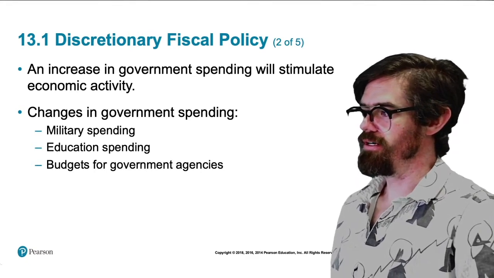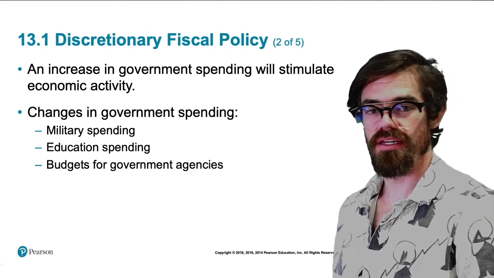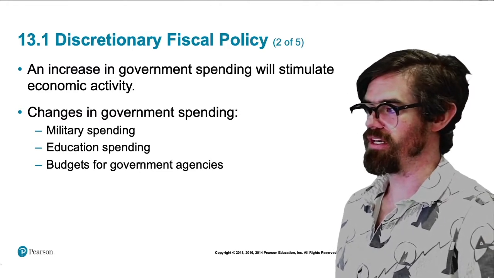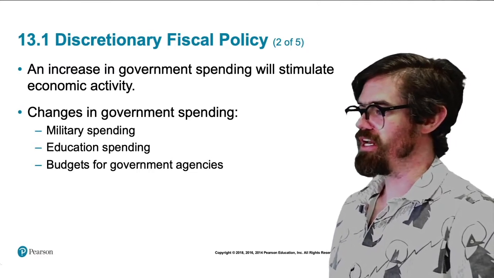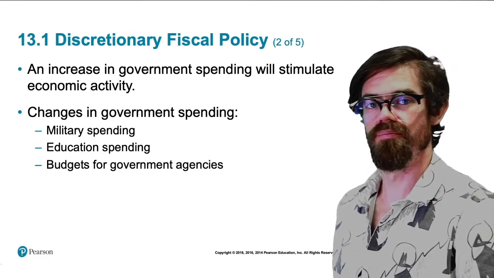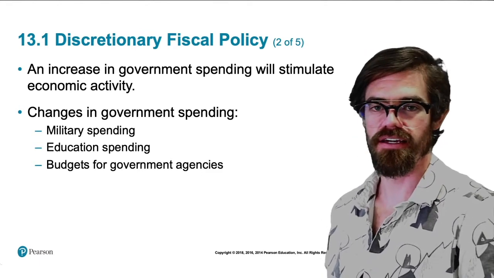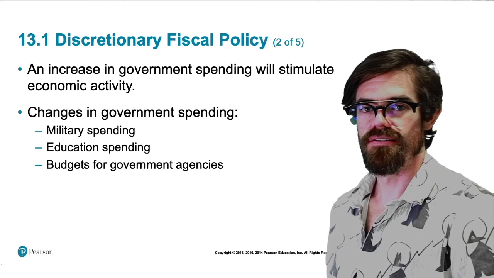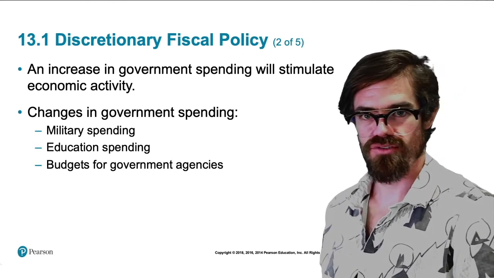Okay, so very simply put, we know that part of GDP is government expenditures. So an increase in government spending will stimulate economic activity. And these can be changes in things like military spending, education spending, or budgets for the various government agencies that exist, like the FBI, the Department of Housing, the Food and Drug Administration, etc.